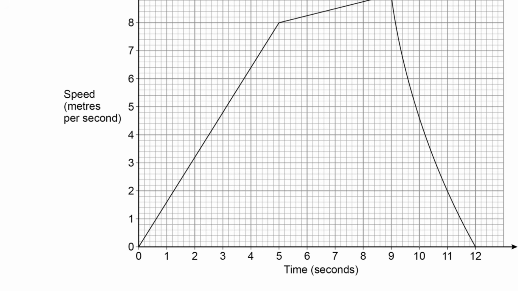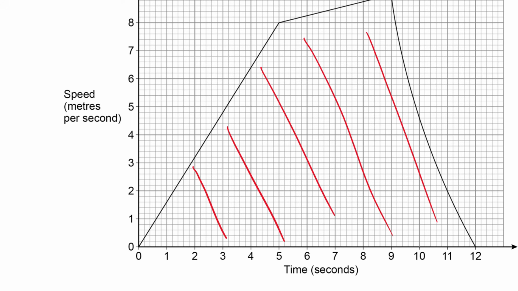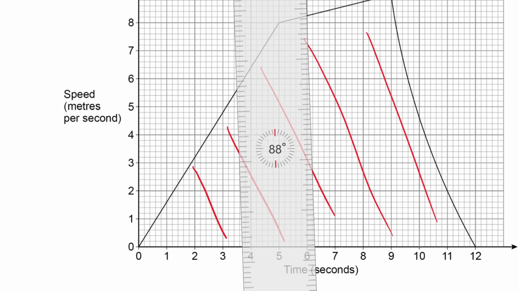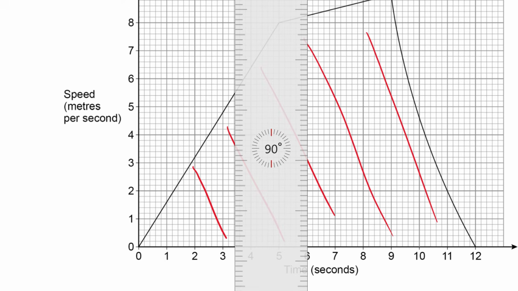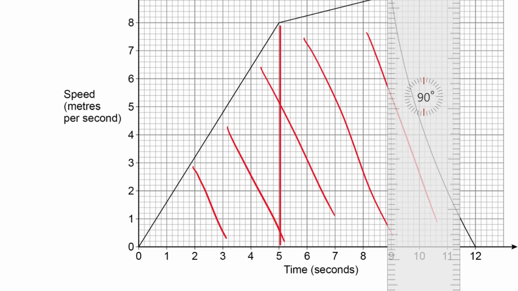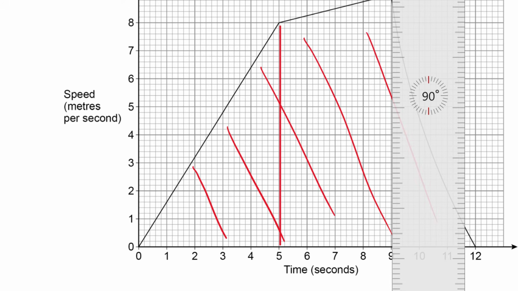Now, distance traveled is the same thing as the area under a speed time graph. So we need to find this area here. Now, it's a complex shape, but it's made up of some easier shapes. If I get my ruler out, I can take this odd shape and I can divide it up into a triangle and a trapezium.